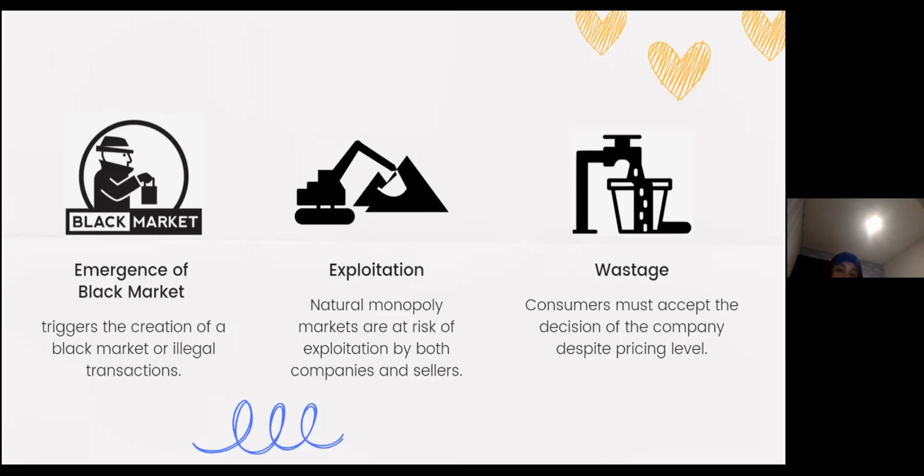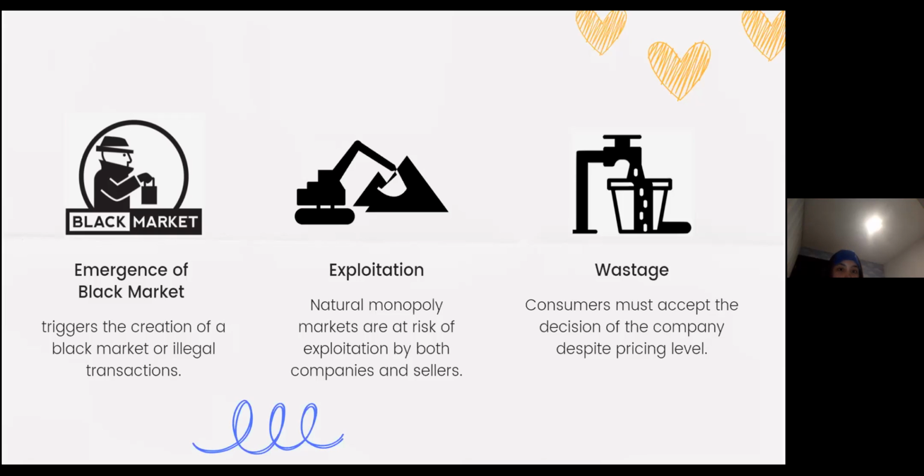Now, lastly, it's about wastage. Waste is often done by companies that monopolize the market. Usually companies tend not to pay attention to efficiency in production activities, and they just focus on large scale production and how the product should sell. And costs tend to swell in the production process.